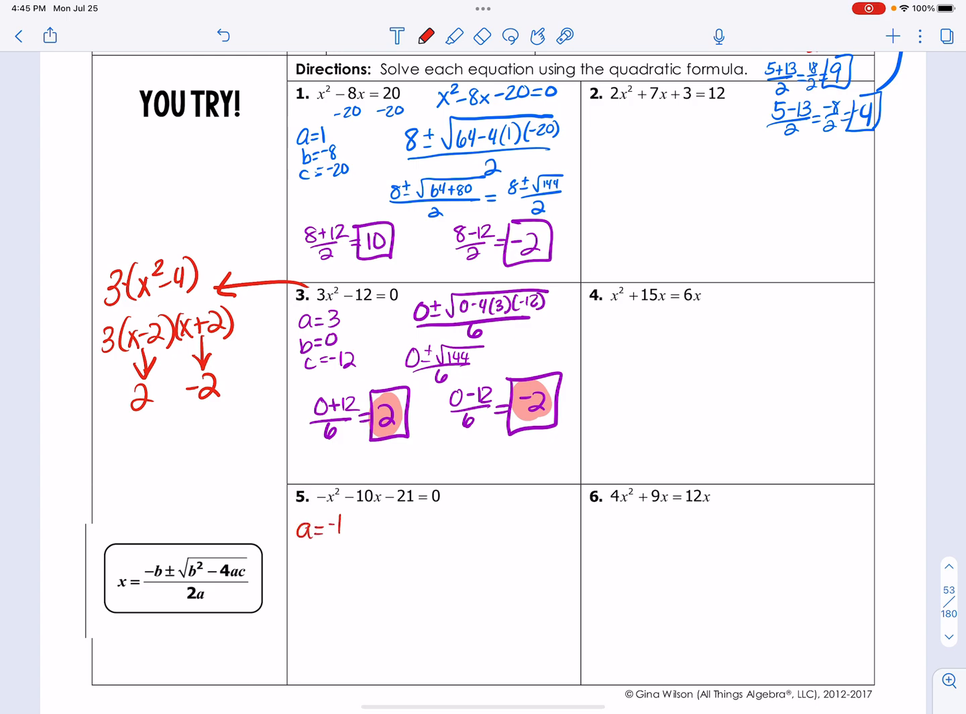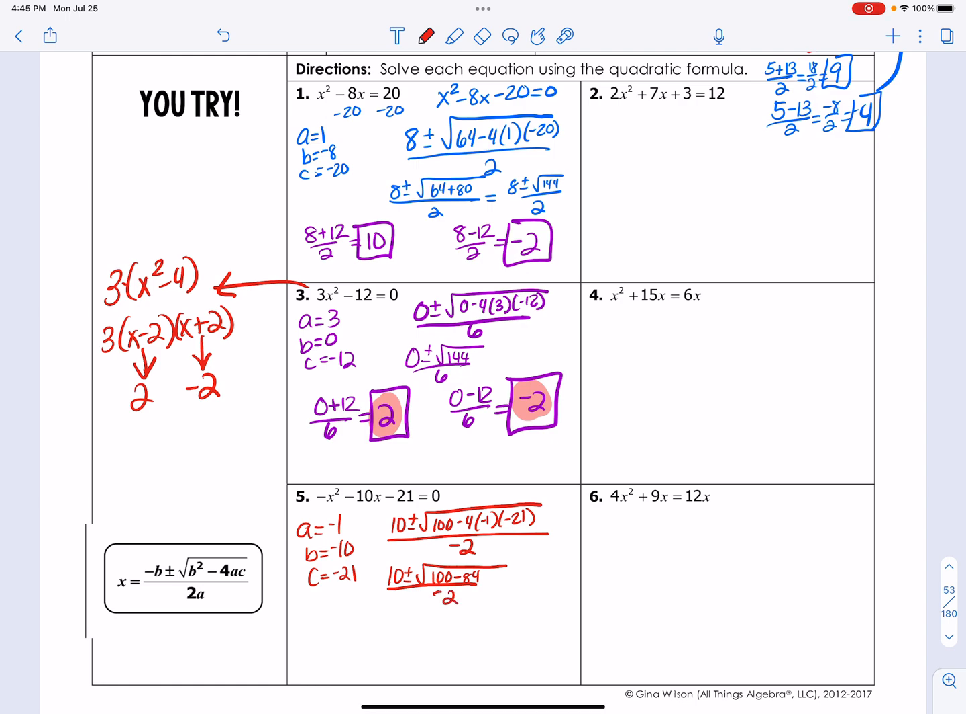So A is a negative 1, B is a negative 10, C is a negative 21. So I'm going to use my formula, negative B, so that's a positive 10, plus or minus the square root of 10 squared. Negative 10 squared is 100, minus 4 times A times C, all over 2A. So that's all over a negative 2. Okay, so if I do negative times a negative times a negative, that would be a negative. 4 times 21 is 84. So inside of here, I have 100 minus 84, divided by a negative 2.